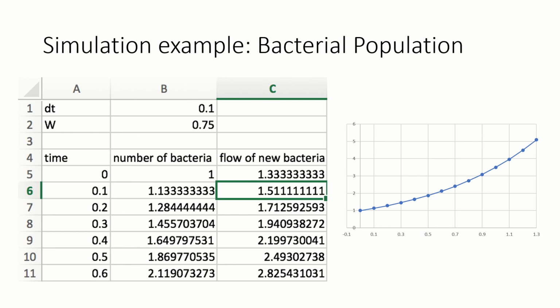Now, practically, once you've settled on your dt, you're more interested in things like what happens when I change the doubling time? What happens if I have a death rate in here, which I don't currently have simulated?